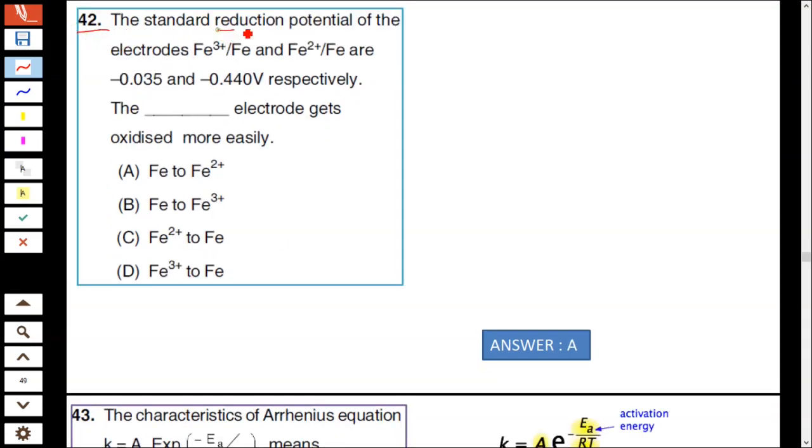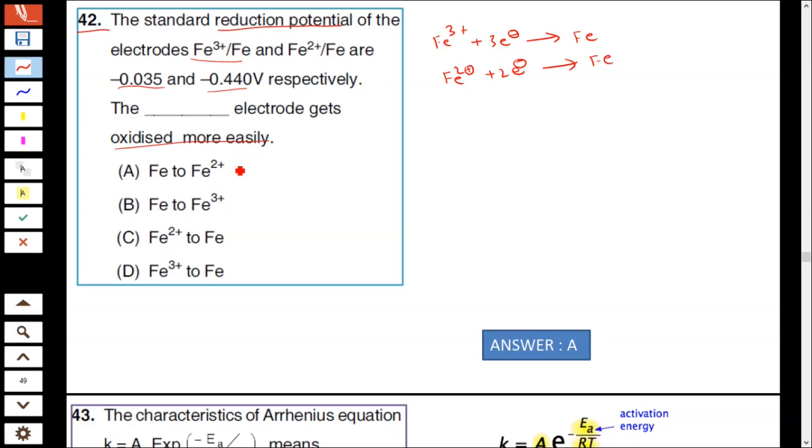Question number 42. The standard reduction potential of the electrode. Two electrodes were given, Fe3 plus/Fe and Fe2 plus/Fe. The value will be negative because it is a reduction potential. The electrode gets oxidized more easily. Fe3 plus takes 3 electrons to give Fe, and another one is Fe2 plus takes 2 electrons to give Fe.